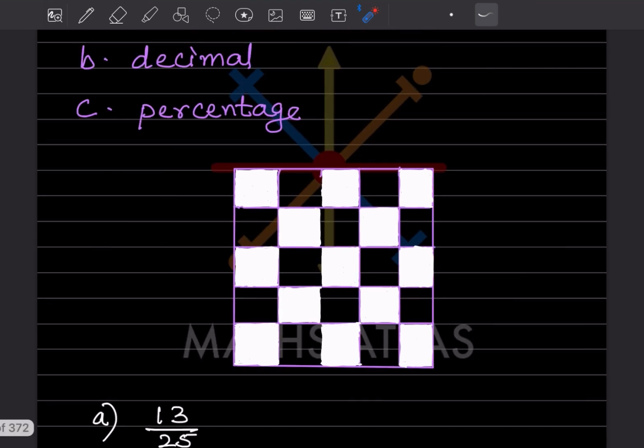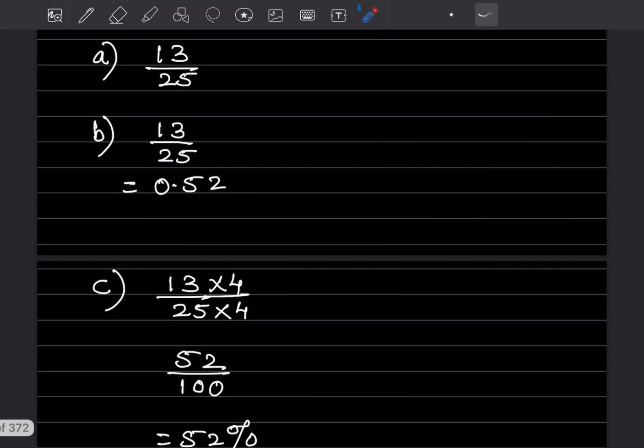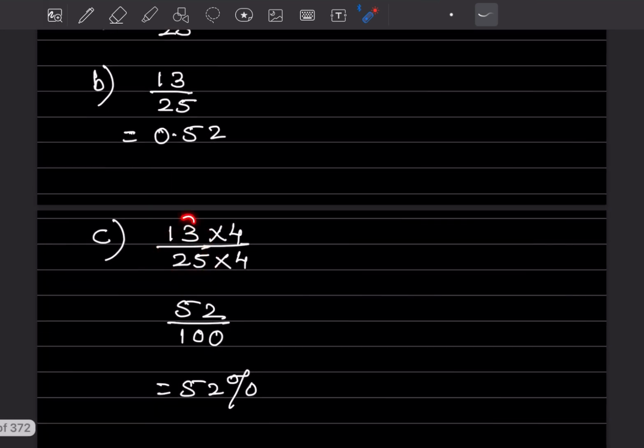Now the next one should be in percentage, meaning 13 by 25 should be in percentage. One easy way: whenever you have 20 or 25, because percentage means it should be divided by 100, 25 4s are 100. So we can start with the denominator. This is multiplied by 4, so this also should be multiplied by 4. So this is going to be 52 divided by 100. So that will be 52 by 100, that will be 52%.